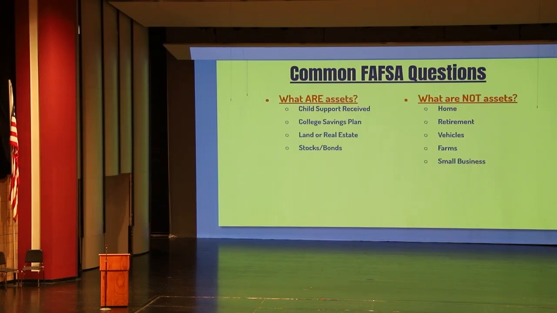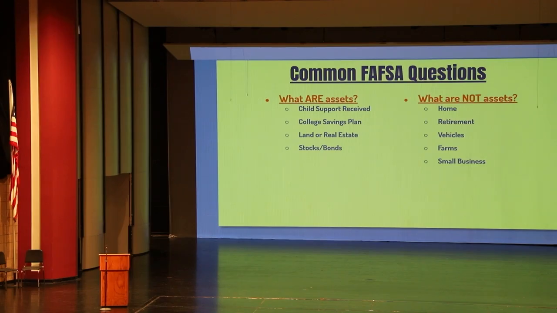Remember, I said that the federal government will ask both the student and the parent what their assets are, what are assets and what is not. Last year, like I said, the farms and small businesses were assets. Now they got flipped back over to the not asset side. Assets are any child support received, that's fairly new.